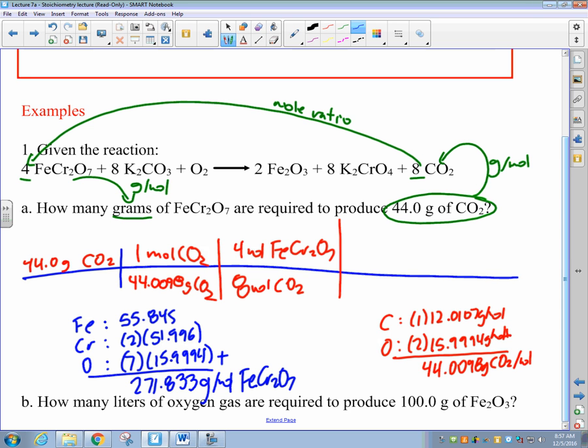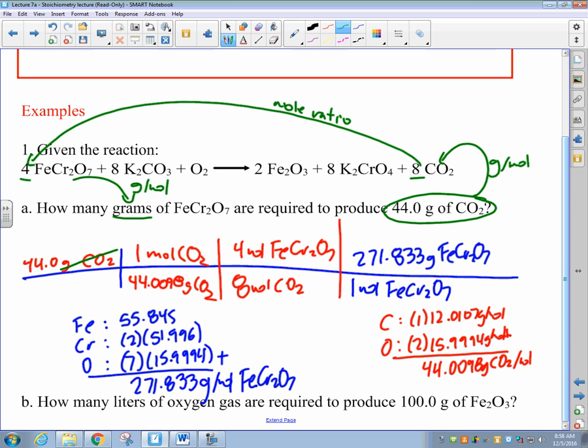All right, so final step along the monorail here. We know that 1 mole of FeCr2O7 has a mass of 271.833 grams of FeCr2O7. And again, as you're making your calculations here, double check your work with those units to make sure things canceled out properly, because that tells you whether or not we did things right.